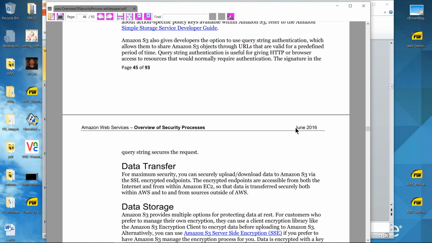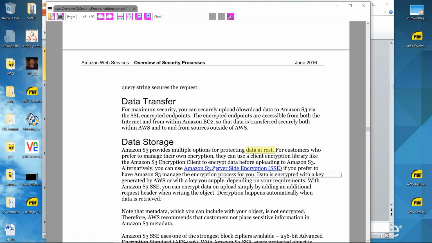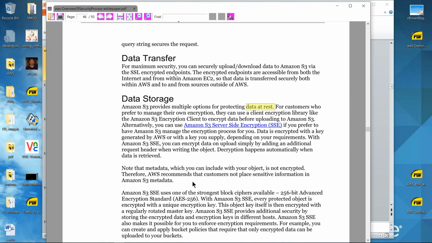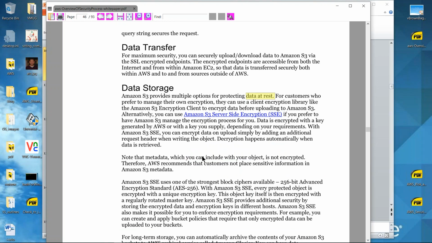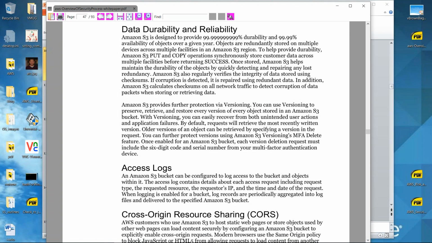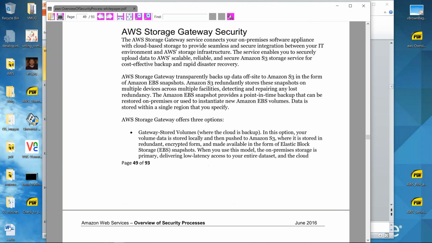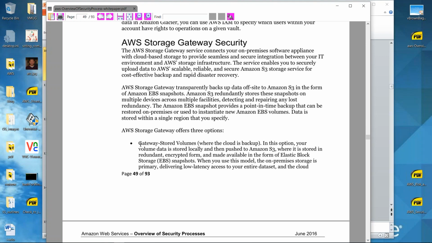And then again, you see the concept data at rest. This is something called the server-side encryption. Later on we have a slide on this too that will go deep into the three types of server-side encryption, and also another way is the client-side encryption. This is how we store the data encrypted on AWS. And then as we move on, there's something called the storage gateway security, where we talk about the different ways of storing things.